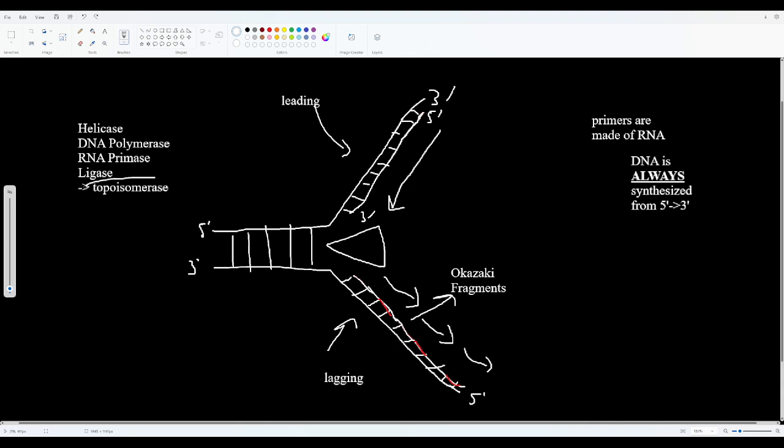The only one that we didn't discuss is the topoisomerase, which is basically a protein that exists over here, right? So this is before the helicase. And it just relieves tension for the DNA, to prevent supercoiling. So it's not super important that you know the topoisomerase.